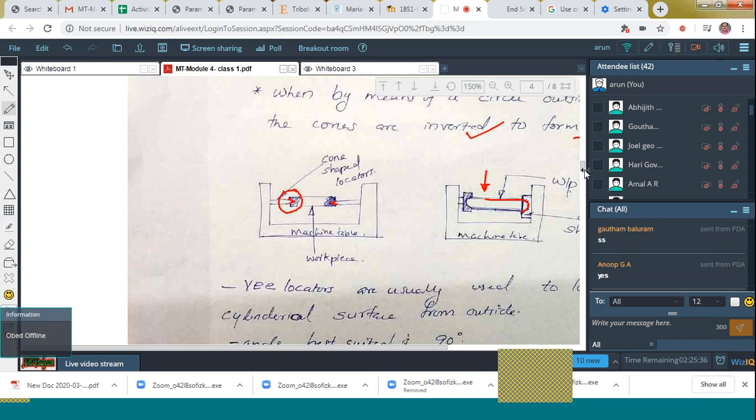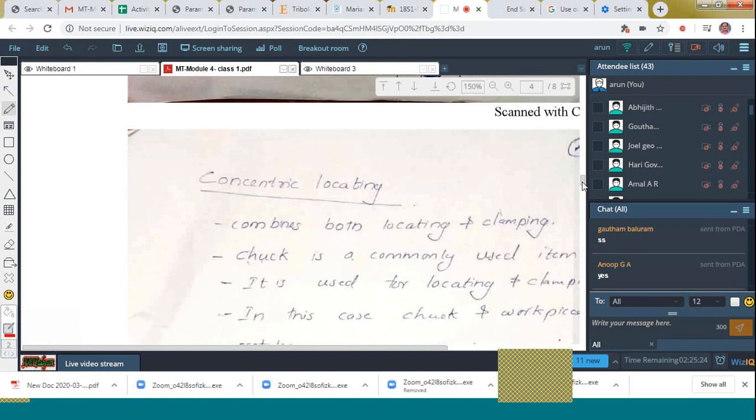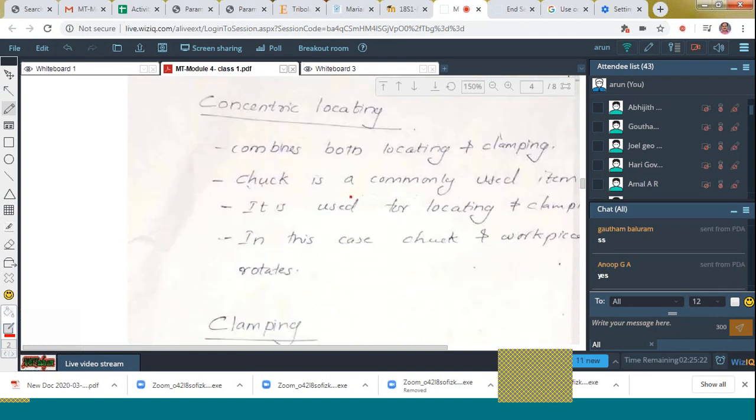Next is the V locators. You can see here, by means of a V block, it is going to lock. The included angle is found at 90 degrees. That is written over here. Next is concentric locating. That you already told. Chuck is a common example. Up to this clear?